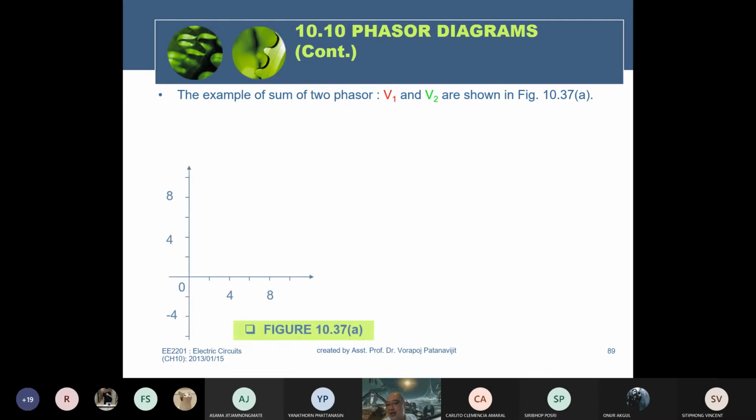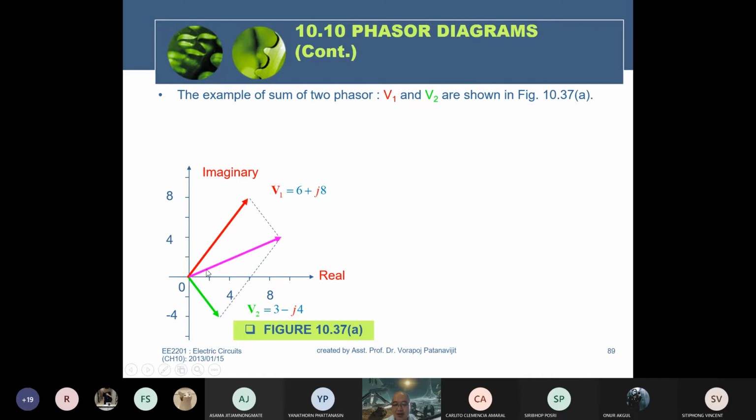The next step is how to manipulate them, how to add them. If we have two vectors, V1 equal to 6 plus xj and V2 equal to 3 minus 4j, you can add them by number: real part with real part, imaginary part with imaginary part. The real part is 3 added to 6, equal to 9. Then plus xj and minus 4j give you plus 4j in the result.